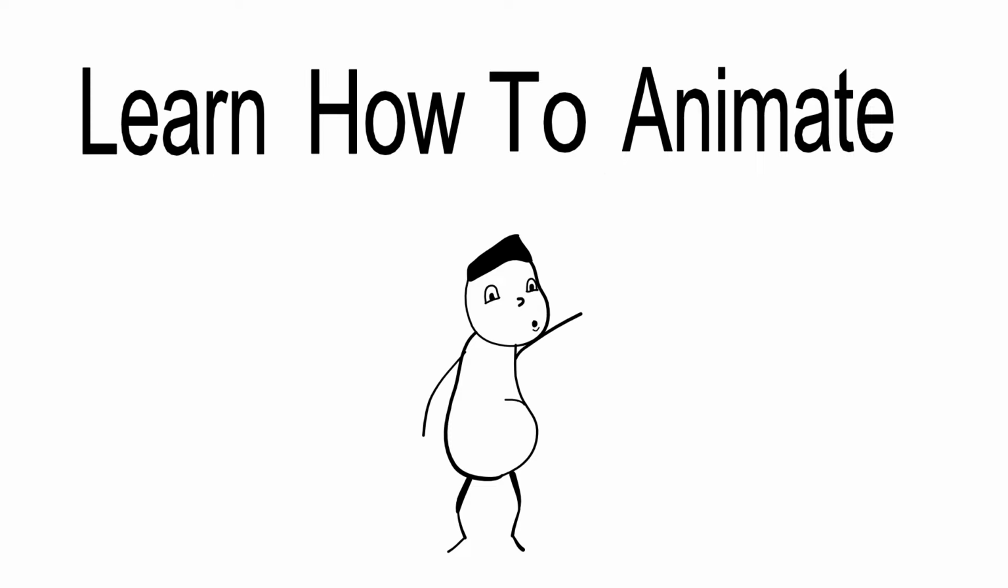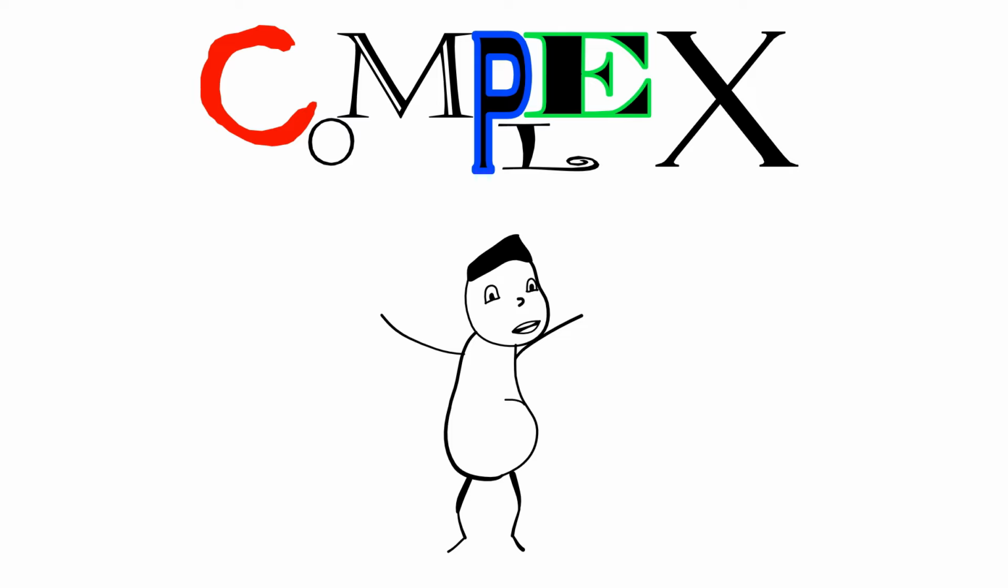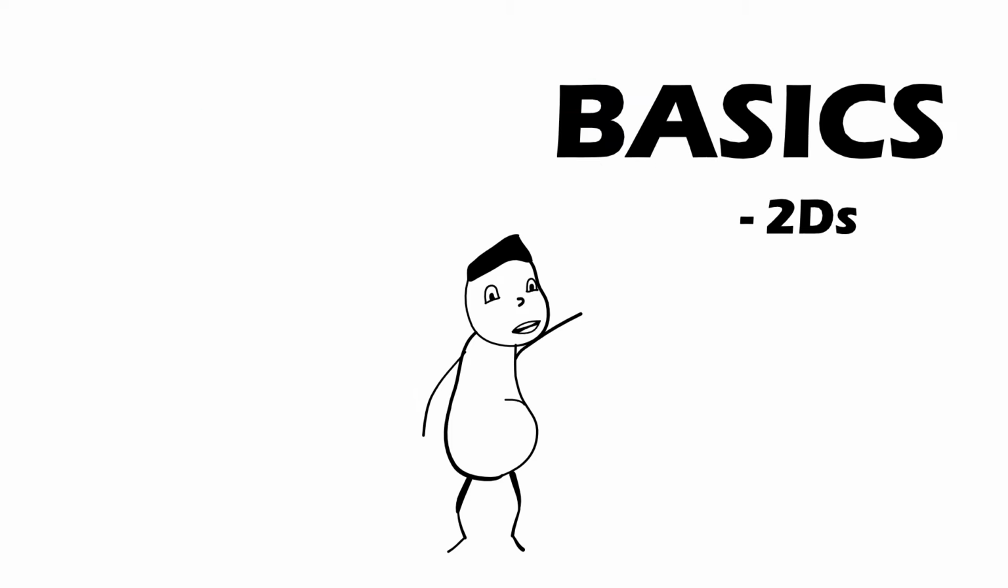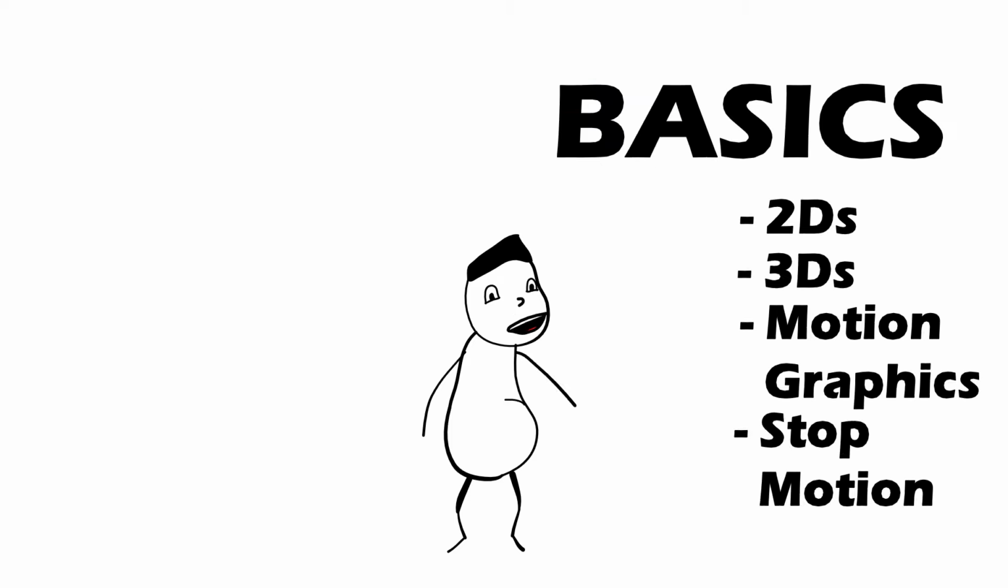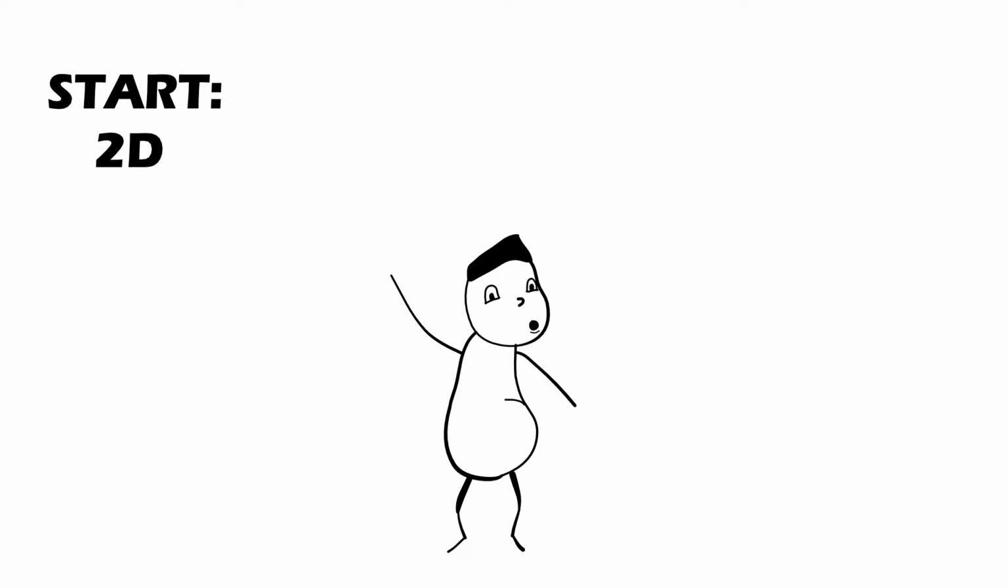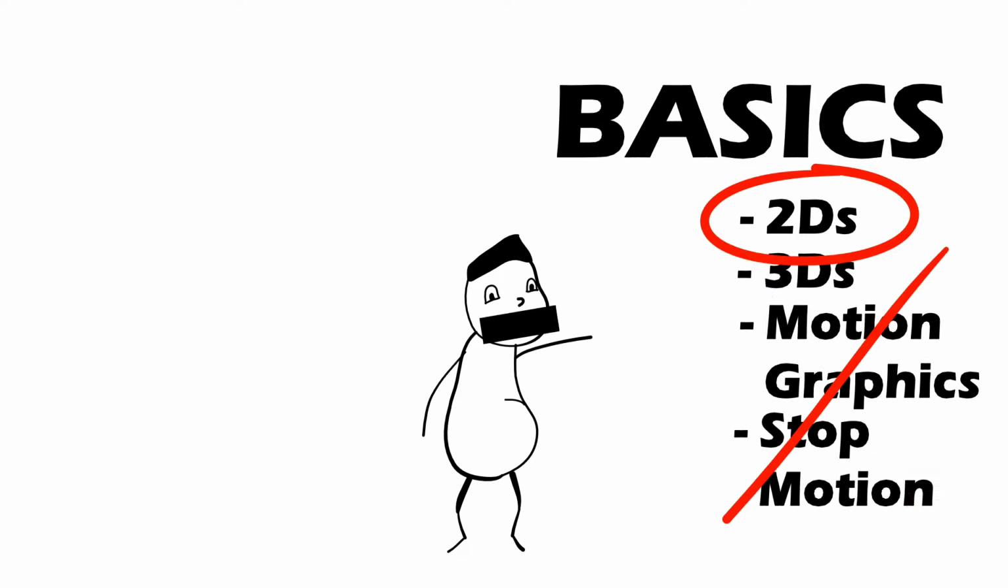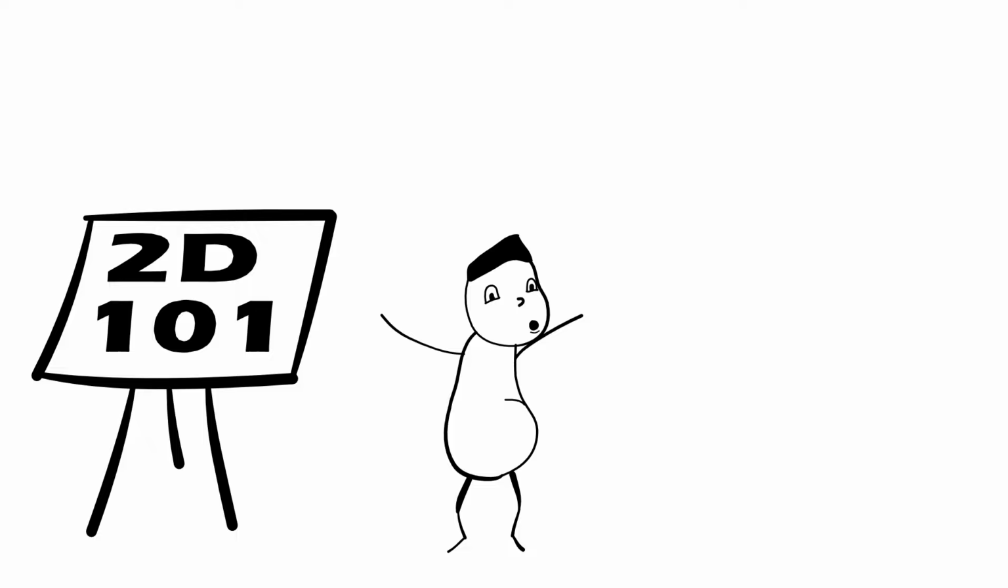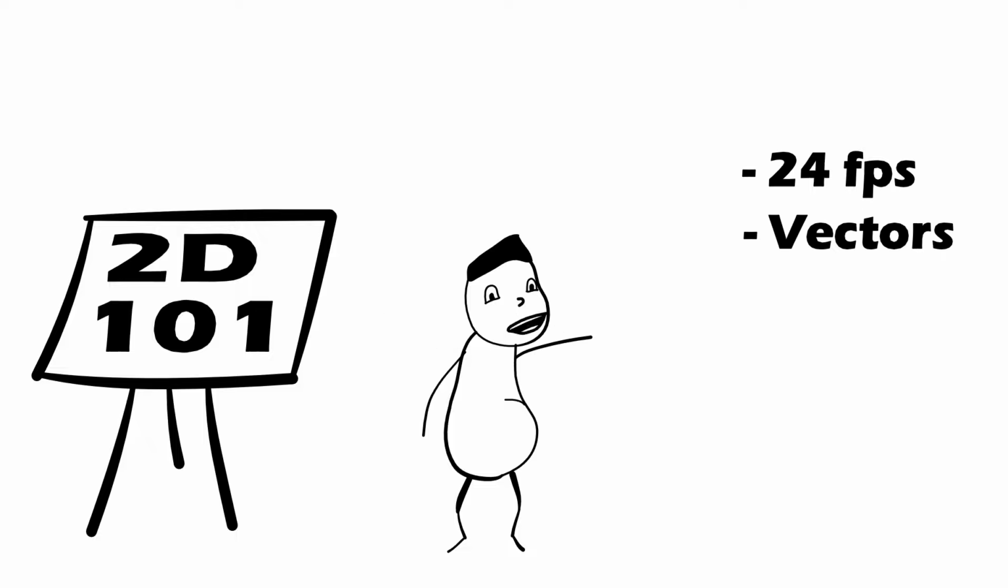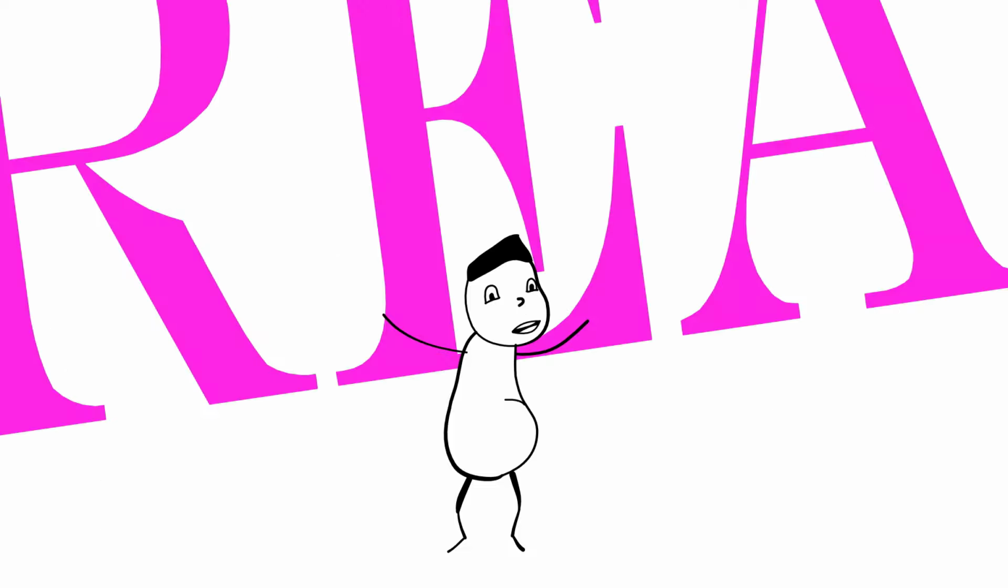Second, learn how to animate. It's not that complex if you understand the basics, which are 2D, 3D, motion graphics and stop motion. Let's start with the first one and also end there as I don't know anything about the others. For 2D, you need to know only this: 24 FPS, vectors, layers, audio sync. Great! Now you're an expert.